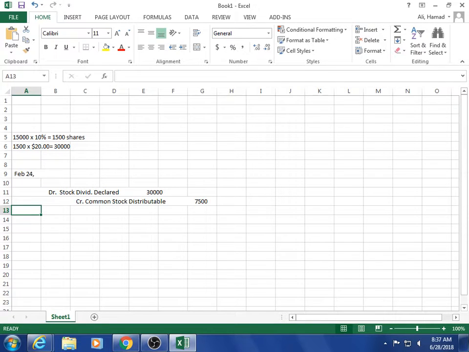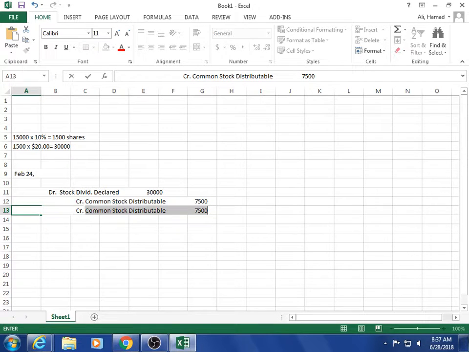And the balance is, what do we call it? Additional paid in capital. Additional PIC for 22,500.